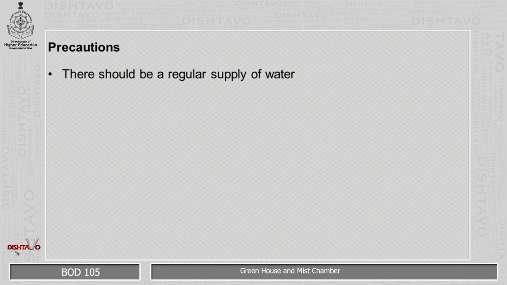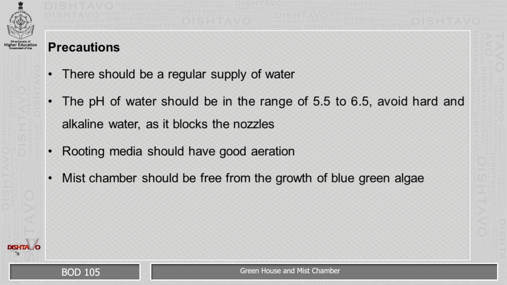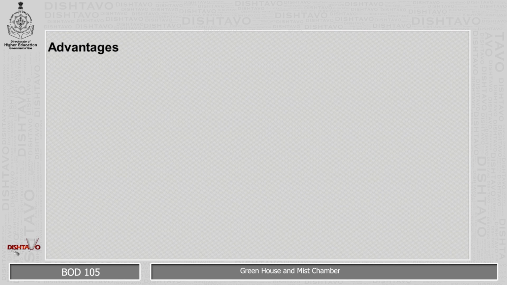Precautions which have to be taken in mist chamber. There should be a regular supply of water. The pH of water should be in the range of 5.5 to 6.5. Avoid hard and alkaline water because it blocks the nozzles. Rooting media should have good aeration. Mist chamber should be free from growth of blue-green algae.